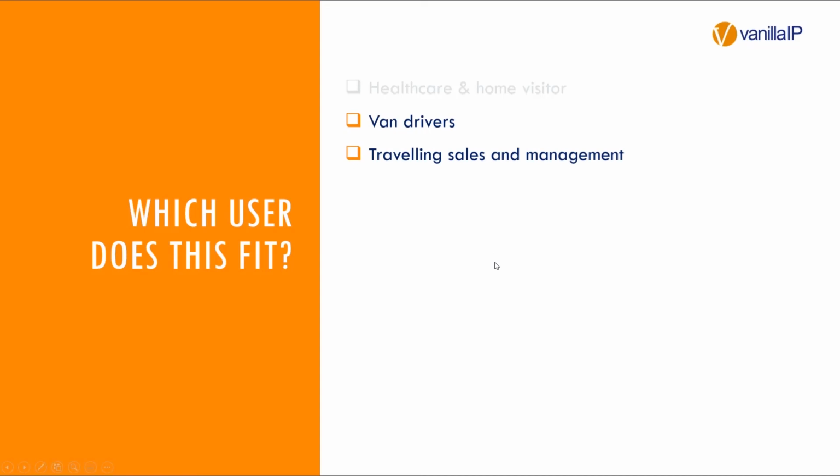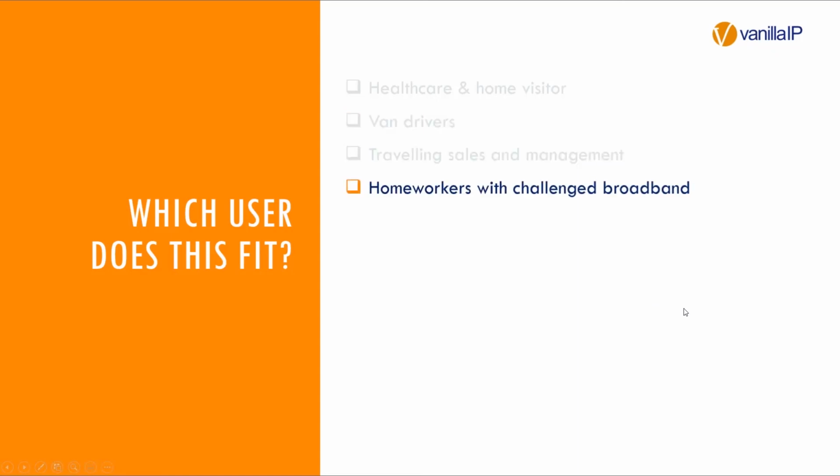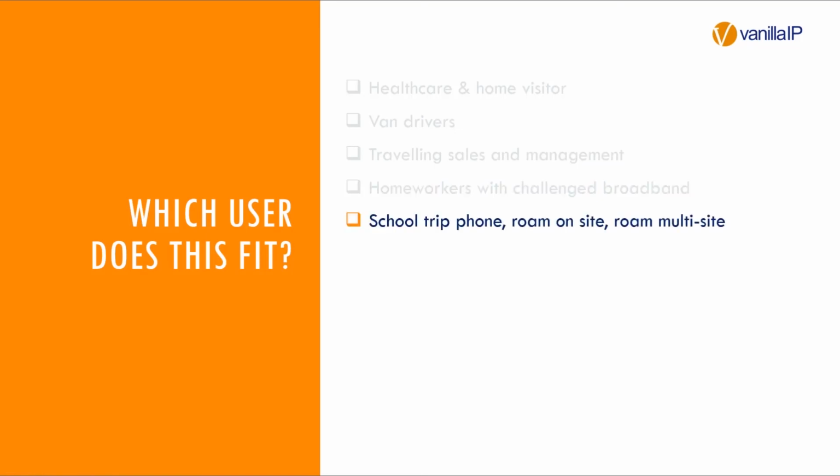Van drivers, traveling salespeople and managers, etc. I've touched on the benefits that somebody like I can derive from having these services. That home worker with challenged broadband, which I talked about. School trip phones. Now, we've got a very tidy package of services for the education sector. And this whole idea of school trip phones, again, a device that maybe doesn't have a camera on it, something that's linked to the switchboard, that's linked to the reception, that can be linked to a specific queue, perhaps, to handling parent inquiries on what's happening while people are on a school trip.